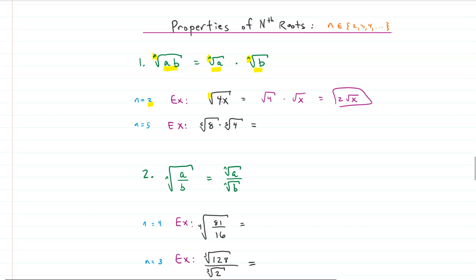And the second one, we can go the opposite direction. We can combine. We have two things multiplied together, and we notice that the index on both of them is the same, so we can combine the insides. So if we do that, we have 8 times 4, and this is the fifth root of 32. We can rewrite 32 as 2 to the fifth power, and that just gives us 2 because the 5 and the 5 cancel, and we get 2 out.